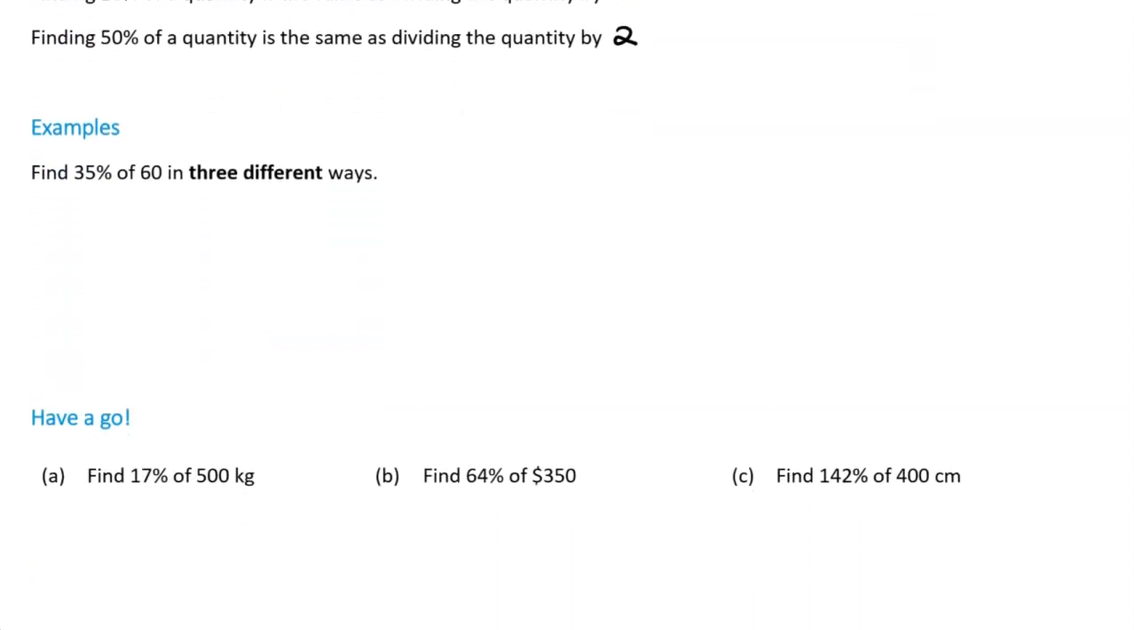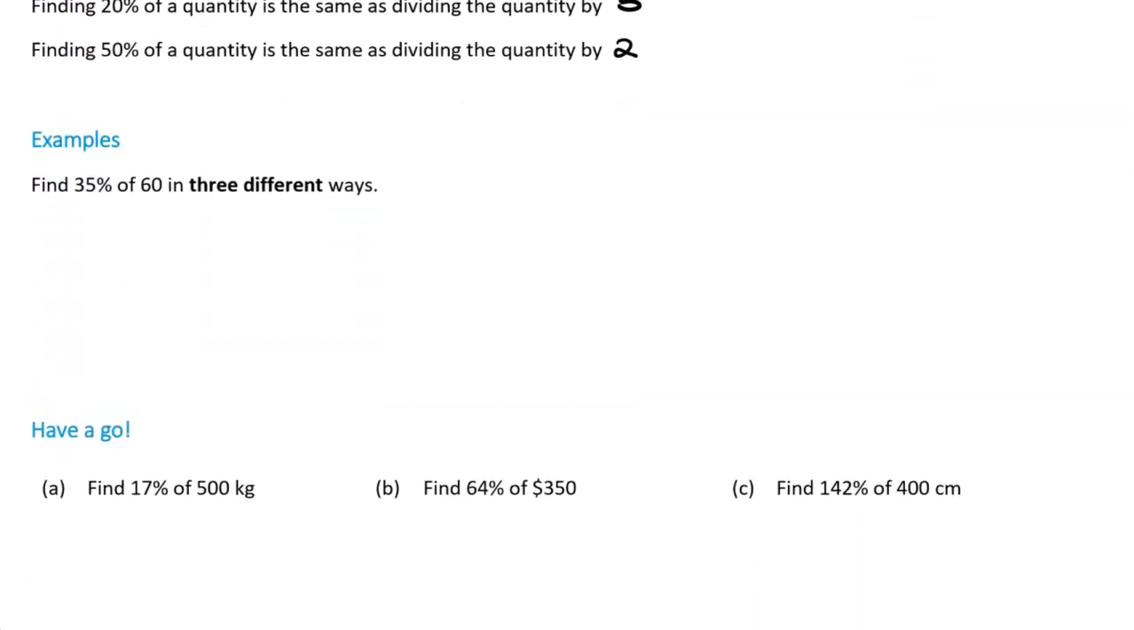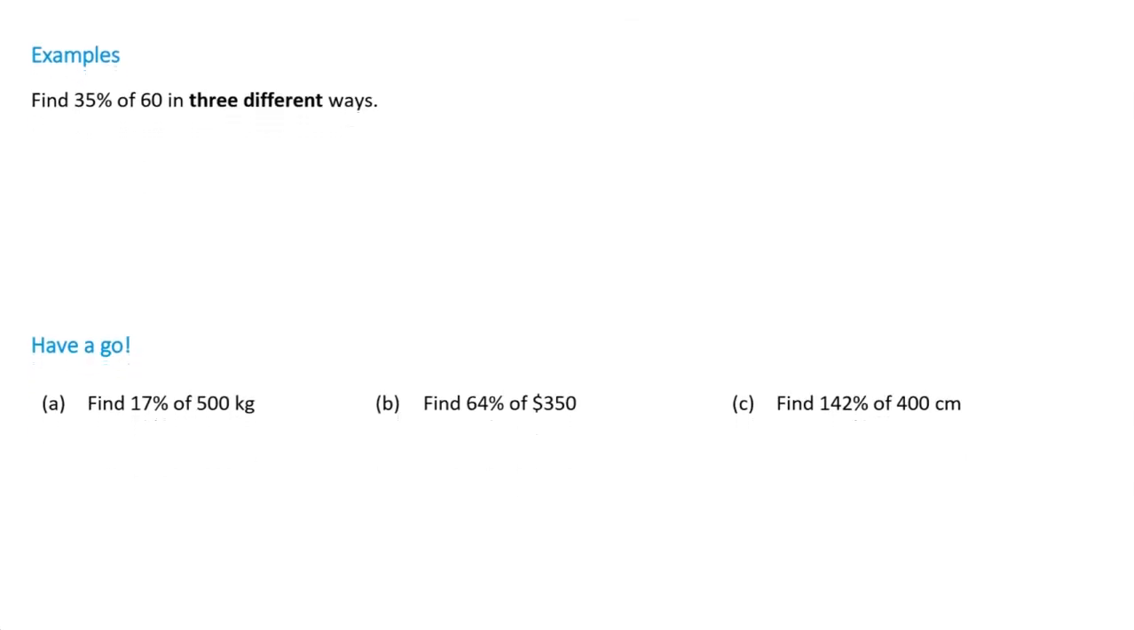So let's see, can we find 35% of 60 in 3 different ways? This isn't just finding the answer, or the ability to find the answer, I should say. This is being able to find that answer in 3 different ways. Okay, so 35% of 60. This is the exciting thing in maths, where we have multiple ways of doing this, and you might actually have a preferred way. So let's look at these 3 different ways, and you might say, hey, I actually like this way the most. So 35% of 60.